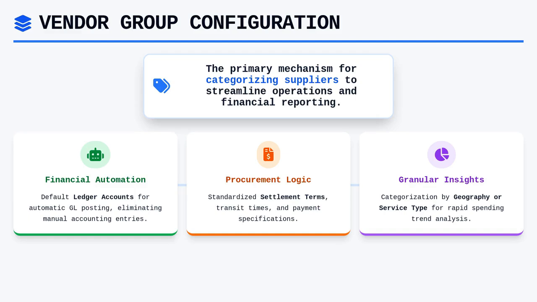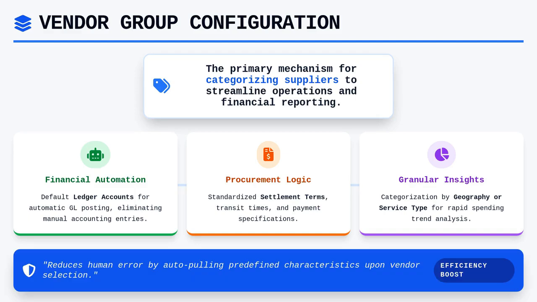By grouping vendors based on characteristics like geographic location or service type, you gain the ability to run granular reports and analyze spending trends with minimal effort. This systematic approach ensures that whenever a user selects a vendor on a document, the system automatically pulls these predefined characteristics, thereby reducing the likelihood of human error.